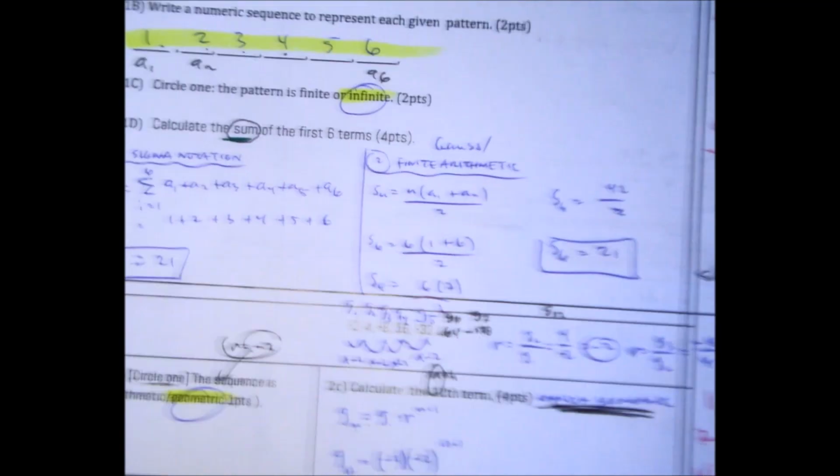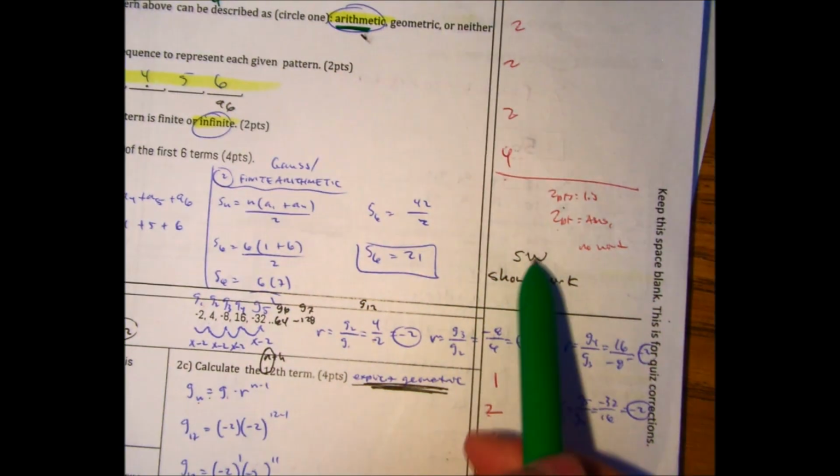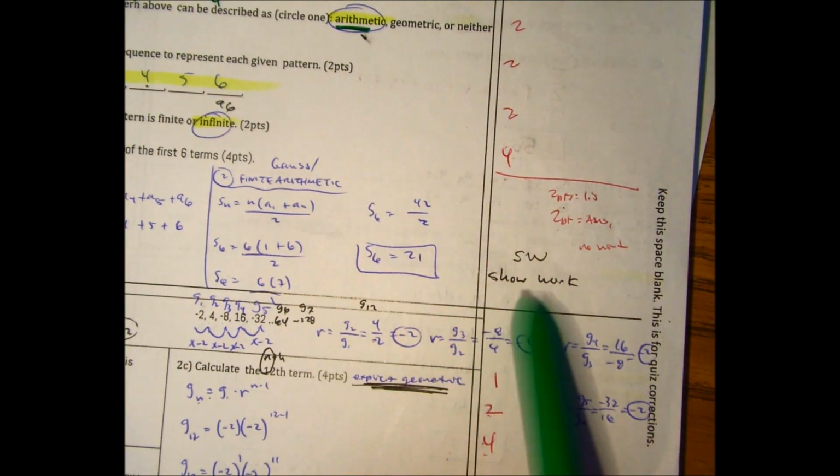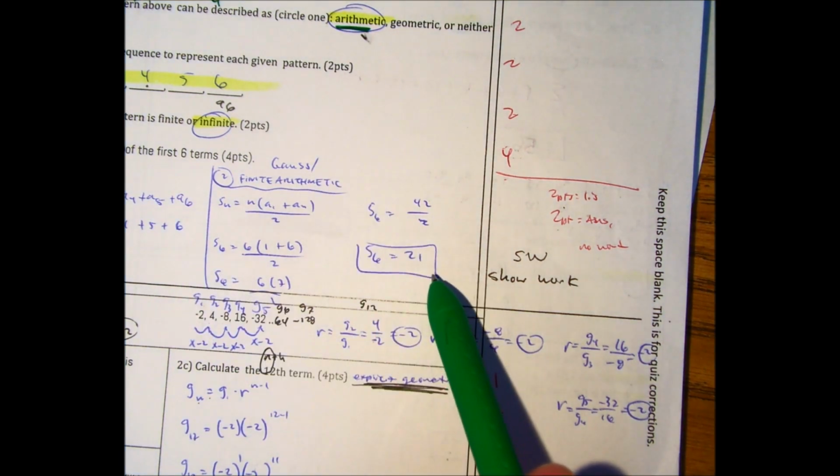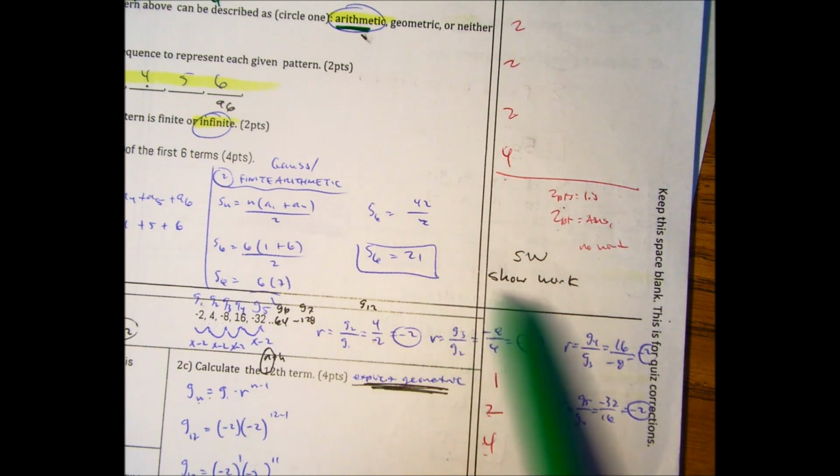That question was out of 4 points. If I wrote on your paper SW, you just had the answer of 21, you didn't show your work, I gave you partial credit. On the test next week, if you get a correct answer with no work, I'm going to give you a 0. So class, what are you going to do? Show our work. Show your work. Okay.